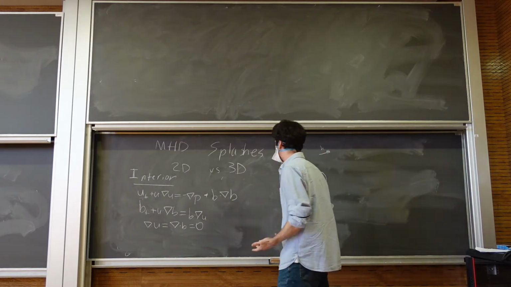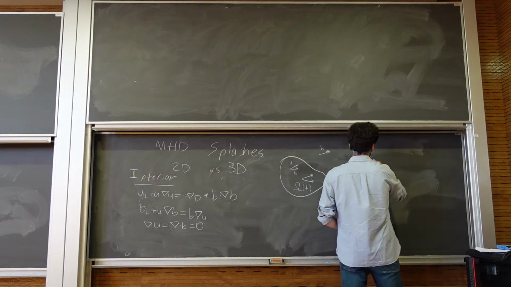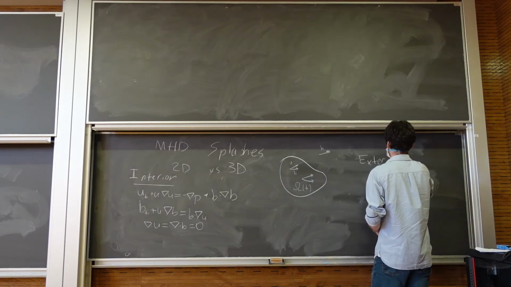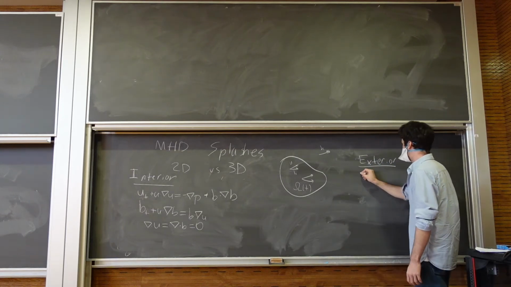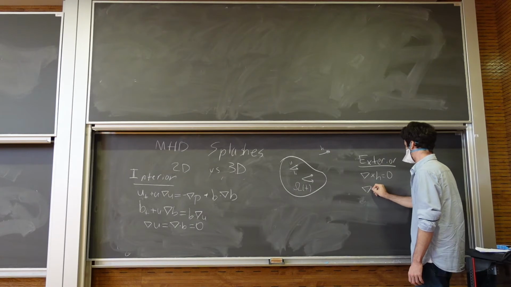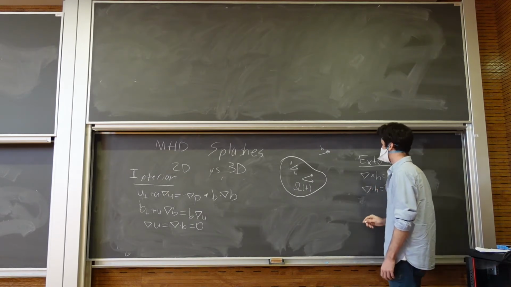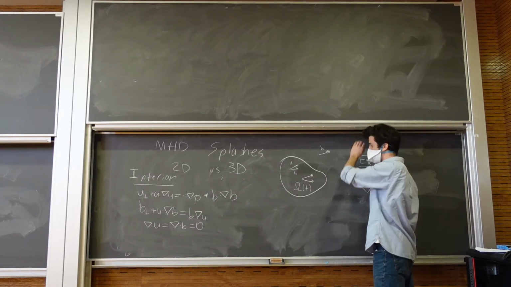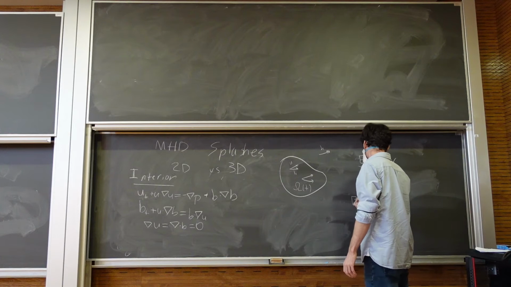And so you have to look at the equations in the exterior, which are just for H, and they are that H is curl-free and that it's divergence-free. And we've obviously got to deal with boundary conditions. So I'll just put the boundary conditions here.